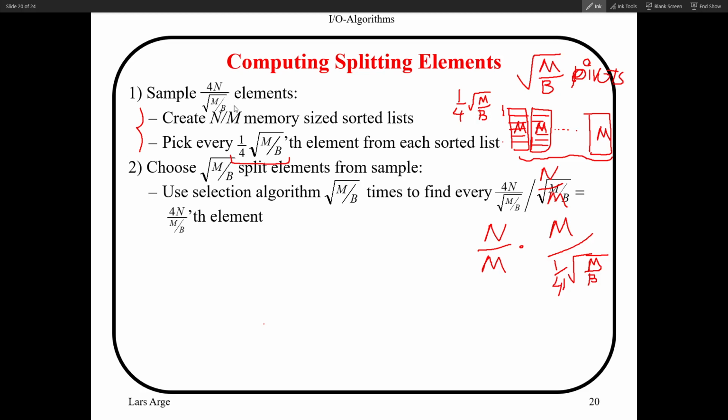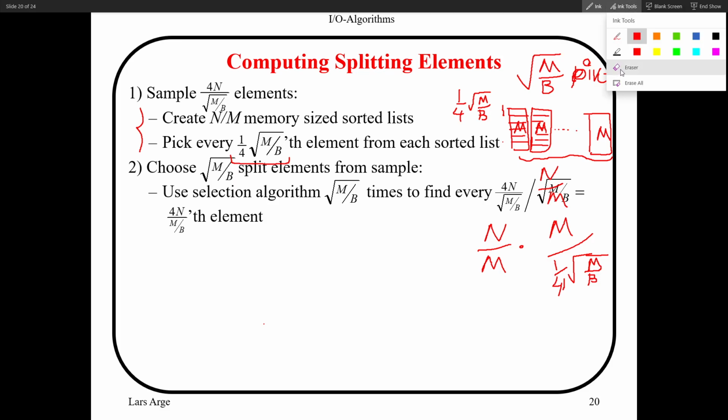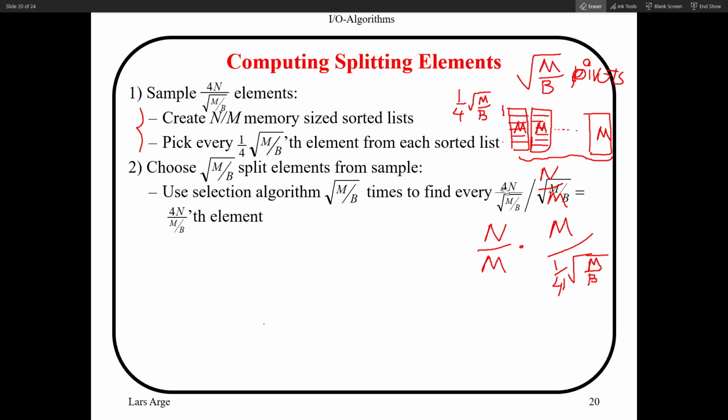Then in step 2, let me erase some stuff. Okay. Then in step 2, we use a selection algorithm only over the sampled elements. So I look at the sampled elements. Let's say this is my sampled elements. How many are they? They are 4n divided by square root m over b. So these are the sampled elements.